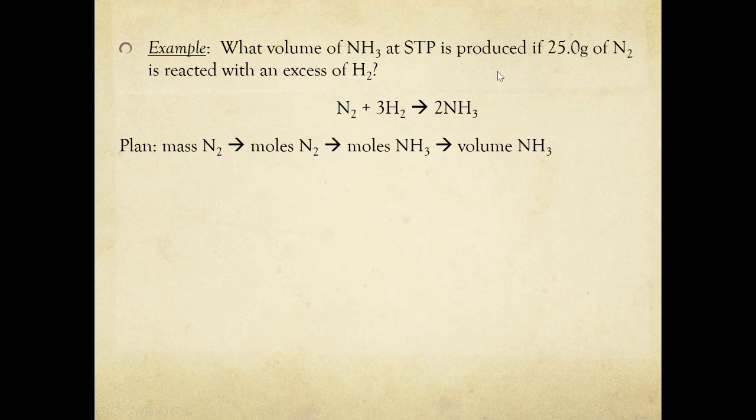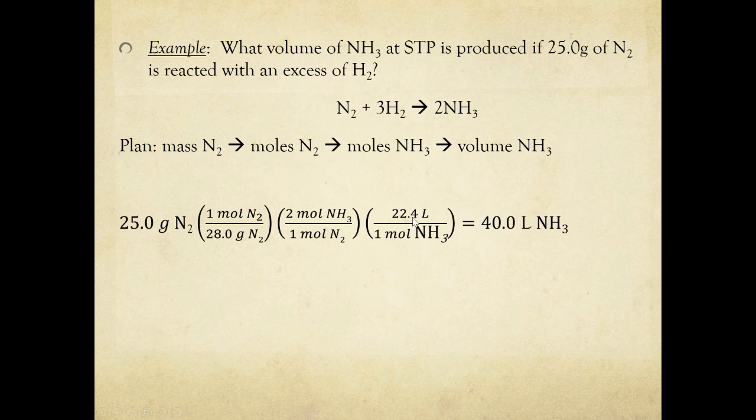All right, write down my work. Start with my N2, divide by the molar mass, times the balanced molar ratio according to our reaction equation, and then multiply by our 22.4. So grams of N2, moles of N2, moles of N2, moles of NH3, moles of NH3 to liters of NH3, and we got 3 sig figs in our final answer, 40.0 liters of your NH3.